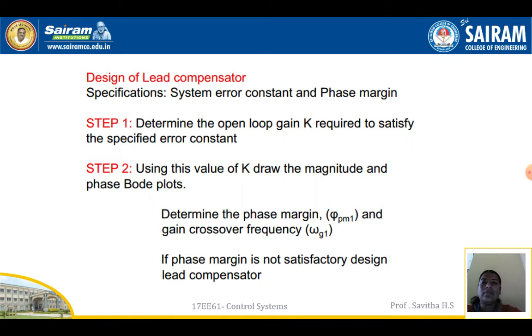Design of lead compensator. Specification: system error constant and phase margin. Step 1. Determine the open loop gain K required to satisfy the specified error constant. Step 2. Using this value of K, draw the magnitude and phase Bode plots. Determine the phase margin phi m1 and gain crossover frequency omega g1. If phase margin is not satisfactory, design a lead compensator.